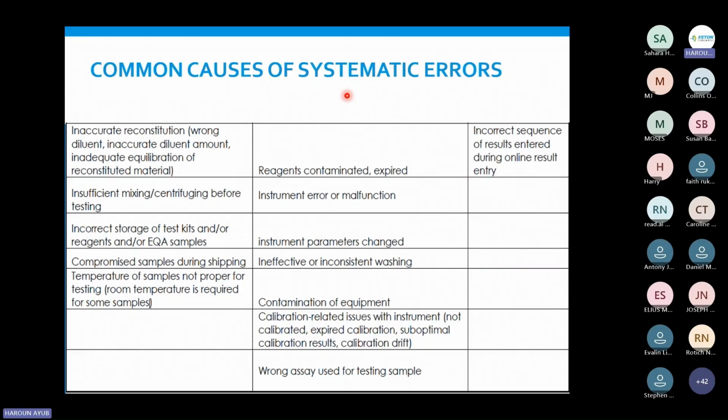Then on systematic errors for post-analytical, there will be incorrect sequence of results entered during online results entry. So if you're having ALT, AST, calcium, creatinine, and then for me, I come and put calcium, creatinine, and so on. So sometimes that can also happen.